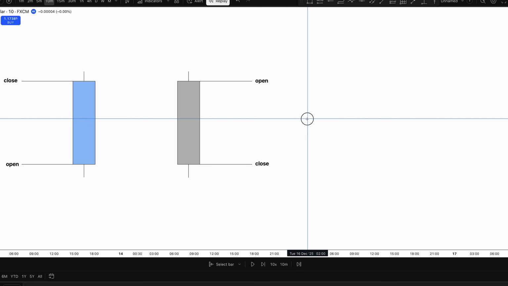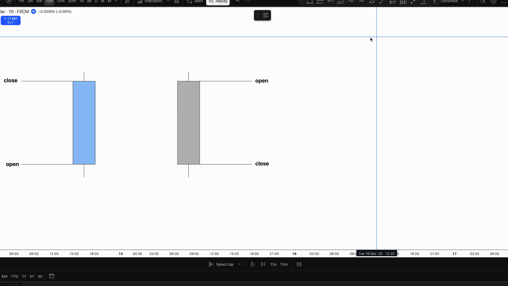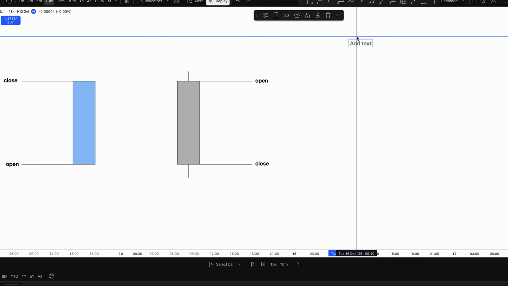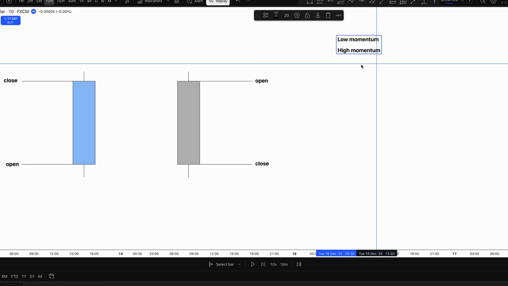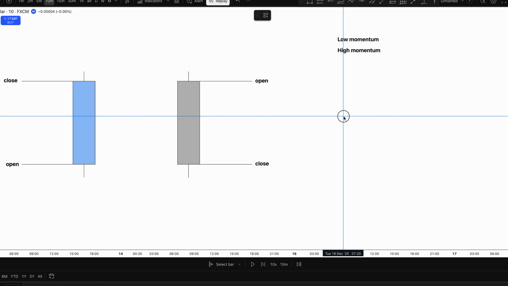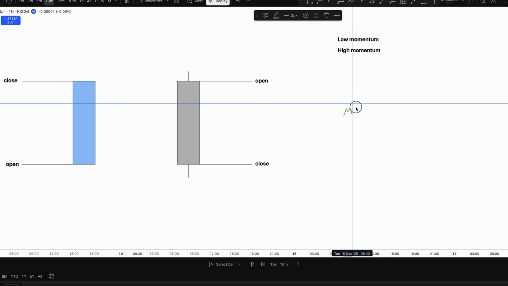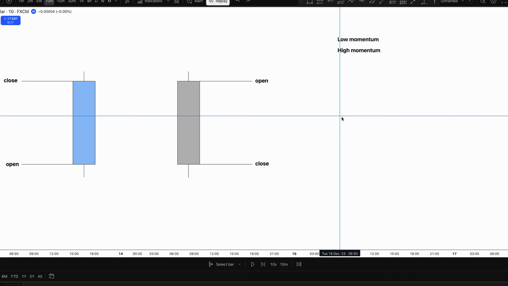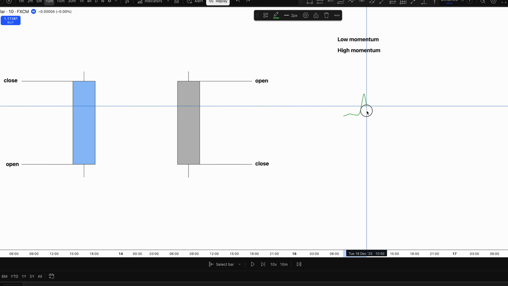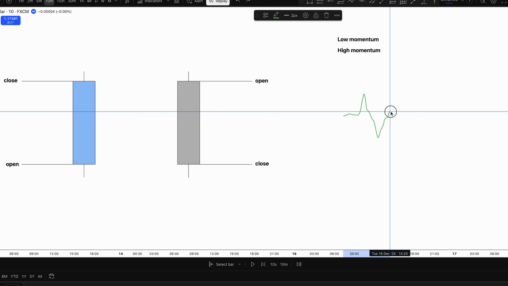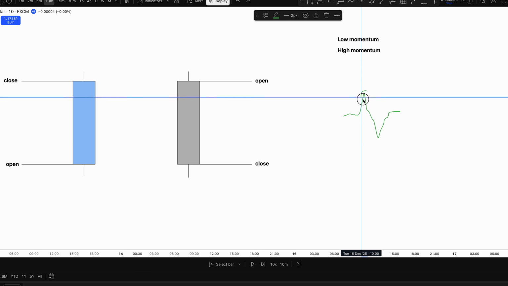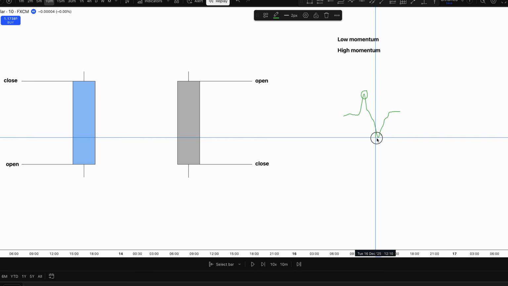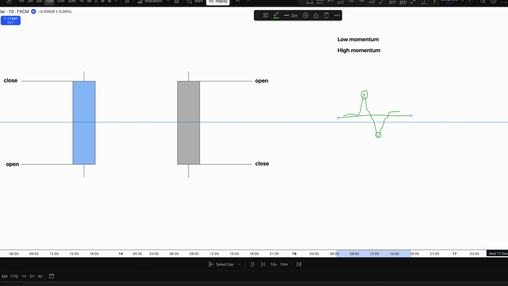Now, when it comes to reading the momentum from these candles, there are really only two types of candles. There are low momentum candles and there are high momentum candles. A low momentum candle is a candle that really doesn't show too much price action or too much movement. So it can be a candle like this where nothing really happened at all, or it can be a candle that has some movement but doesn't end up creating directional flow. It goes up, it goes down, but it closes pretty much around where it opened.